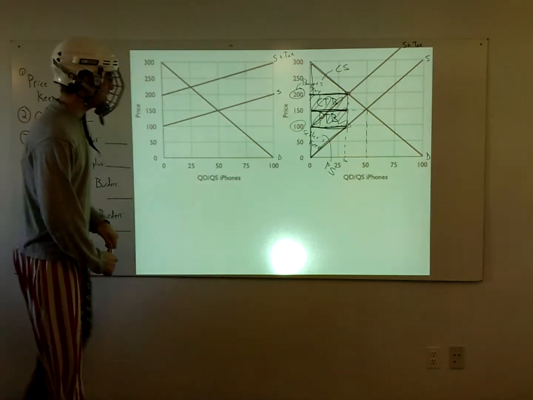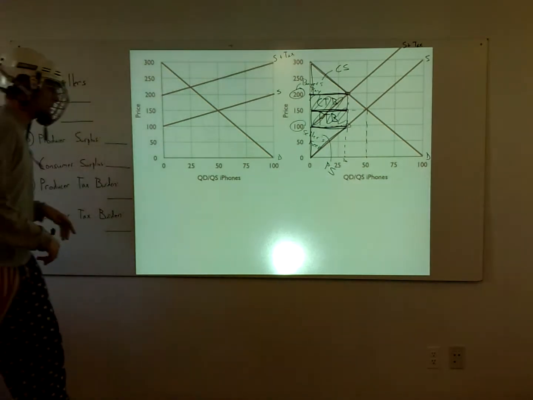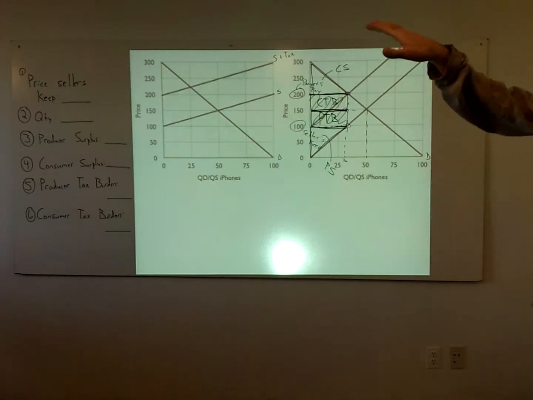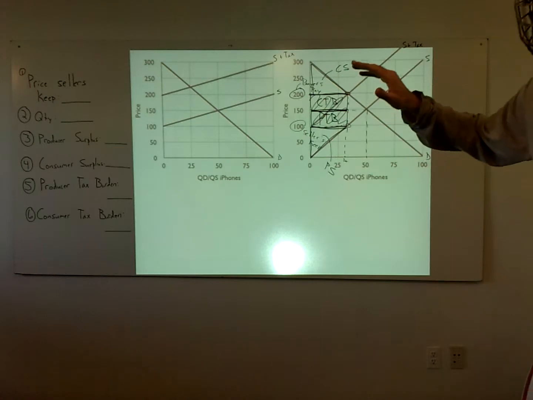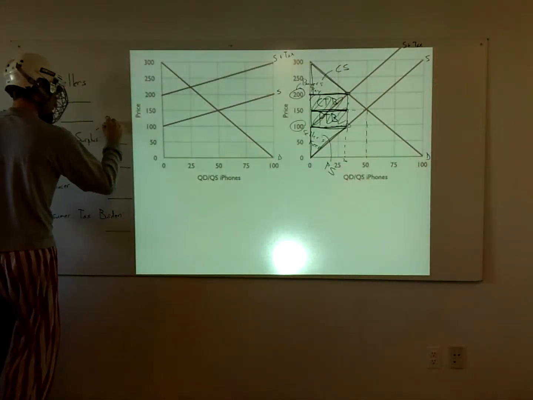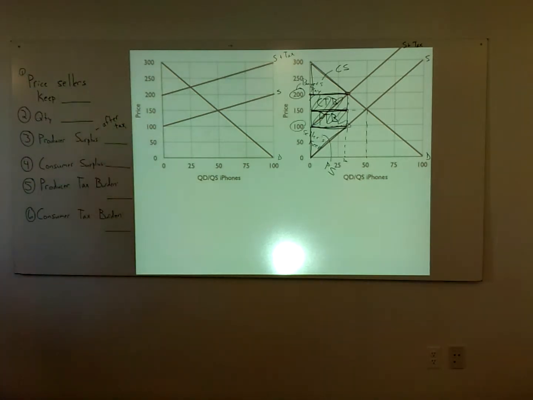So here, take a second. I got this question here for you. And hopefully you can see this. I got 6 things that I'm asking for over here. 6 things. So if you can figure out the price the sellers keep in this example, the quantity, the producer and consumer surplus, let's say after tax, and the producer and consumer tax burden.